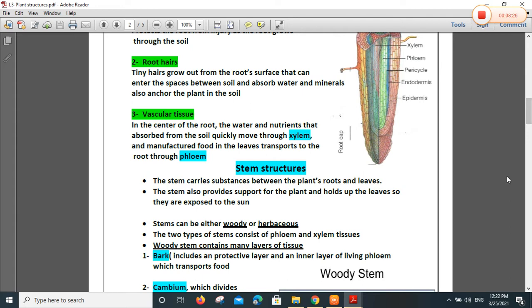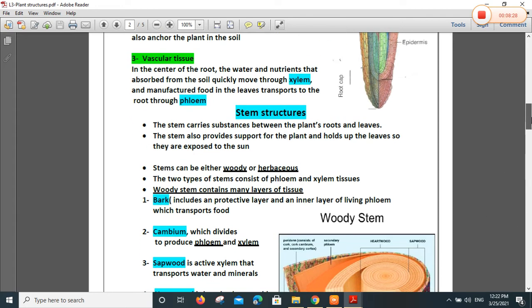Two types of stem: woody or herbaceous. We have xylem and phloem, a system that transfers materials from and to plants. Xylem and phloem together make one system, because there is no xylem without phloem and no phloem without xylem.